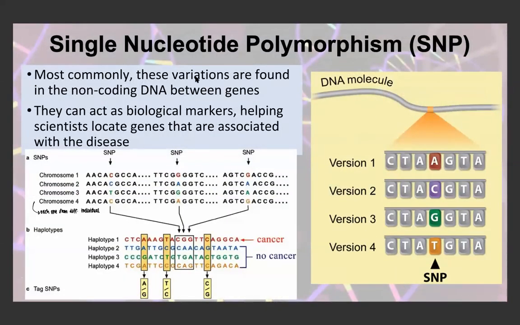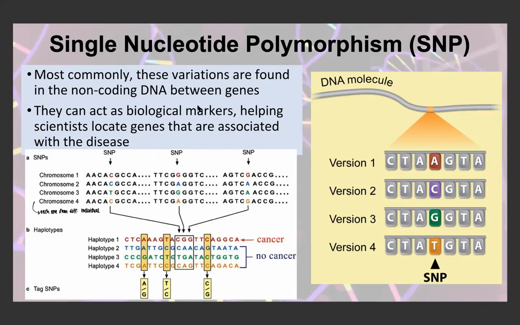So most commonly, these variations are found in the non-coding DNA between genes, simply because the coding DNA for humans is often very similar. There often aren't that many point mutations because most proteins coded for in humans are the same throughout all humans. Things like proteins coded for the blood cells, for eye color, for hair color, etc. Everybody has those proteins.